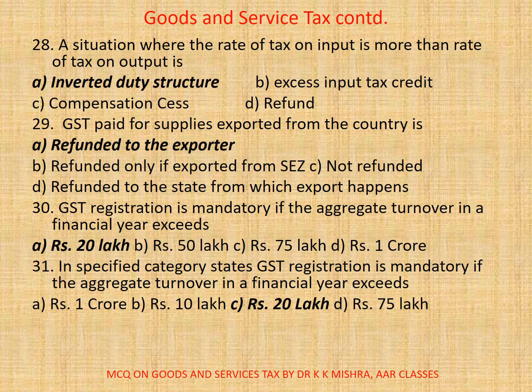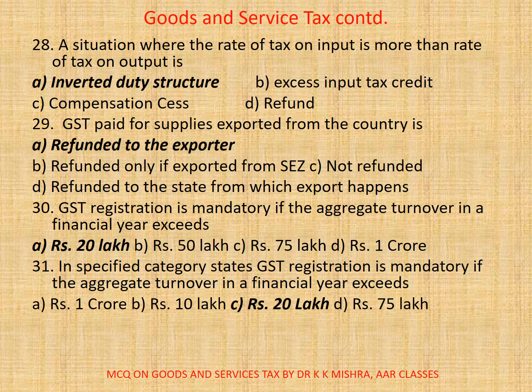Imports. 28. A situation where the rate of tax on input is more than the rate of tax on output is A. inverted duty structure, B. excess input tax credit, C. compensation cess, D. refund. So, the correct option is A, inverted duty structure. 29. GST paid for supplies exported from the country is A. refunded to the exporter, B. refunded only if exported from SEZ, C. not refunded, D. refunded to the state from which export happens. Here correct option is A.